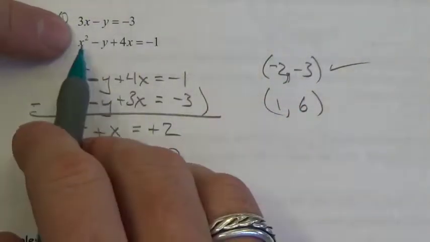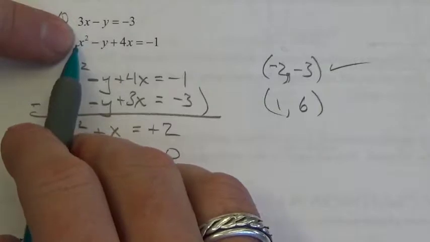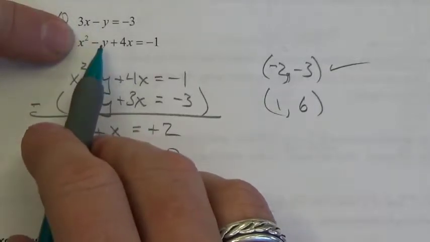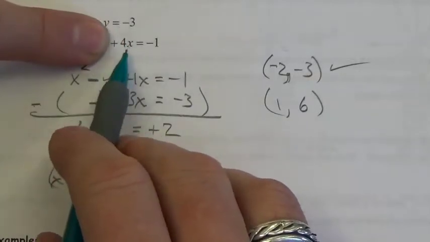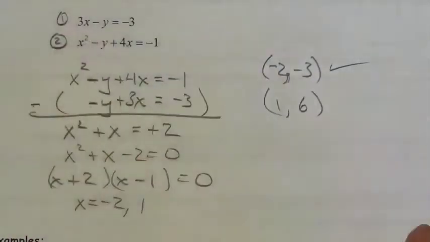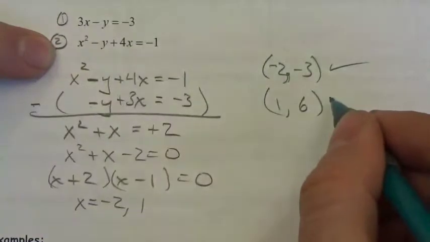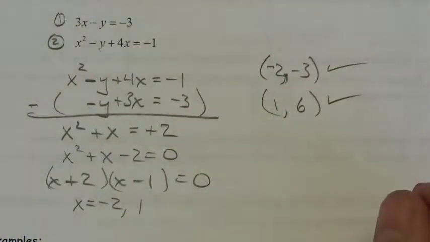Now let's try this one. 1 squared is 1 minus 6, okay, will be negative 5, plus 4 times 1 is 4. Negative 5 plus 4 times 1 is going to be negative 1. That equals the right-hand side. That point also satisfies that system of equations. Good. So those are my 2 solutions.